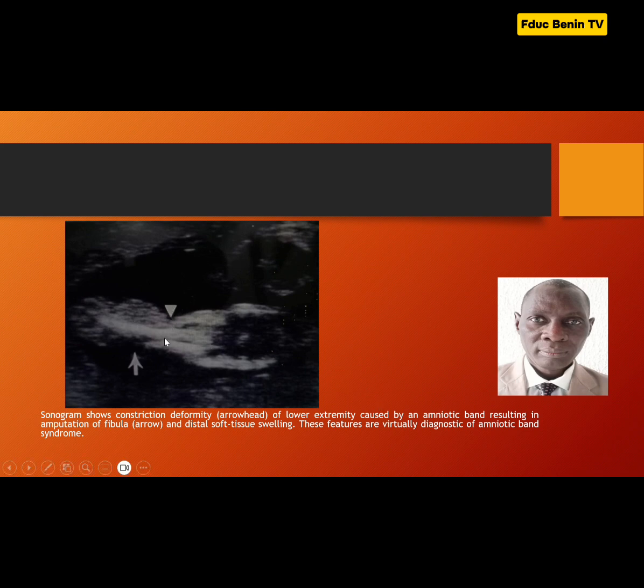Number one is the constriction in the soft tissue. But when you look at the bone below, you can see that it is not continuous. So the sonogram here shows constriction deformity depicted by the arrowhead of the lower extremity caused by an amniotic band, resulting in amputation of the fibula, that is, this bone is being amputated because the other part is not evident here. And distal soft tissue swelling, you can see that distally the soft tissue is swollen, and these are features virtually diagnostic of amniotic band syndrome.